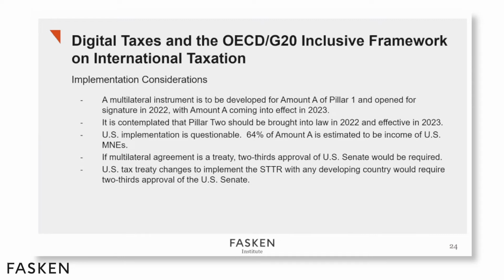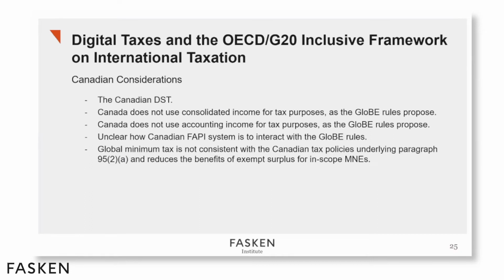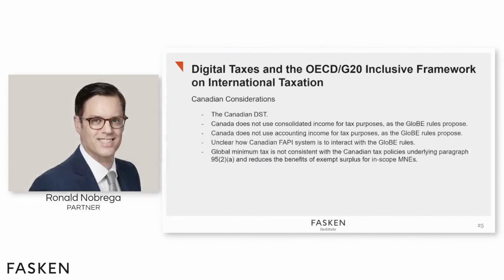Flipping to the last slide, these are just some Canadian concerns. Paul will get into the digital services tax, which will apply if Pillar 1 isn't implemented. I note that Canada doesn't use consolidated income for tax purposes. It doesn't use accounting income for tax purposes. So these will be new systems, new rules for our Income Tax Act, and will add some complexity. It is not clear how the global minimum tax will integrate with our FAPI rules.